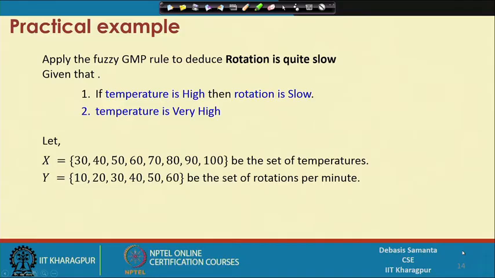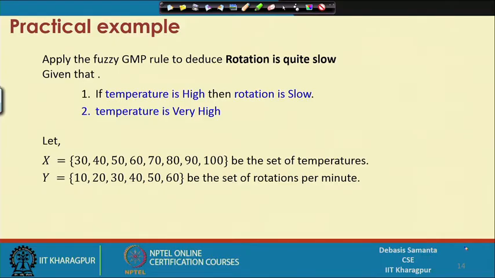Now, here I just want to conclude with another example, and let us see. So, this is an example we have considered. Say suppose these are the two rules as given there, and okay, this is the one example.